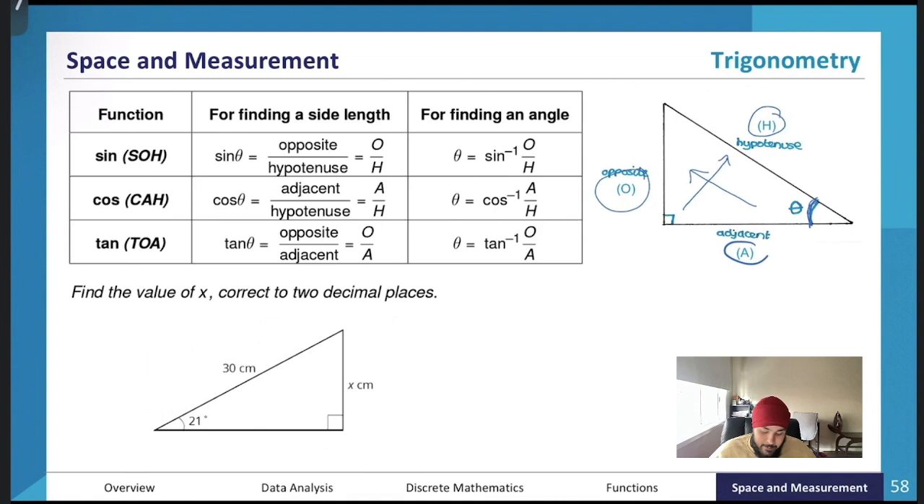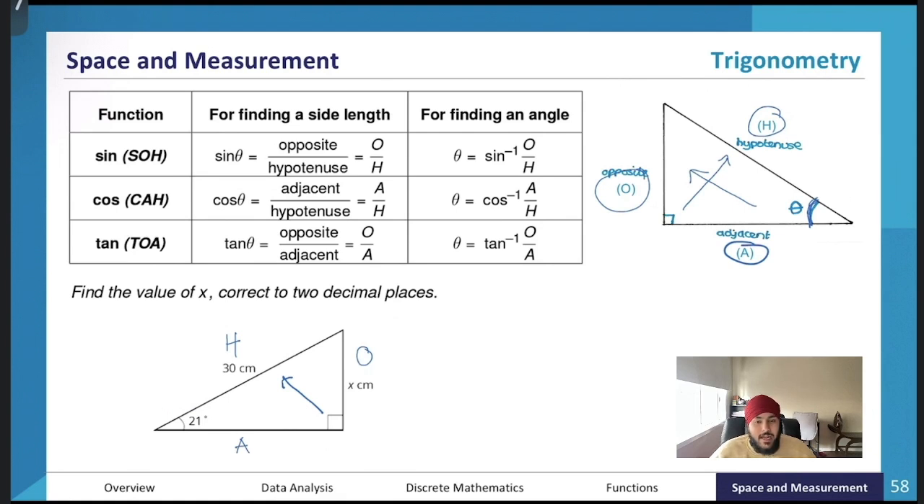So let's look at an example. Find the value of x correct to 2 decimal places. How would we work out x? First of all, we need to assign the sides based on the angle that we've been given. We've been given 21 degrees. Remember, the side opposite to the right angle will be the hypotenuse. This side will be the opposite because it's opposite to the given angle. And this will be the adjacent.